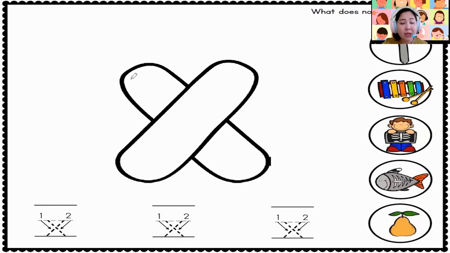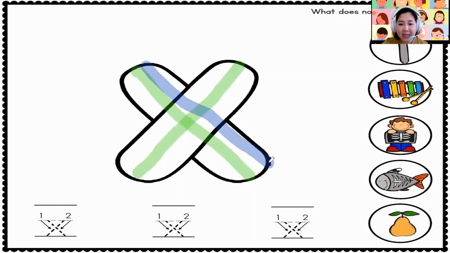We write the lowercase letter X just like how we write our capital letter X, but this time, we just make small lines or short lines. So we start at the top, we make a small line slanting down, we go back to the other side, at the top again, we make a short line slanting down. Let's do that again. Start at the top, a short line slanting down, go to the other side, another short line slanting down.